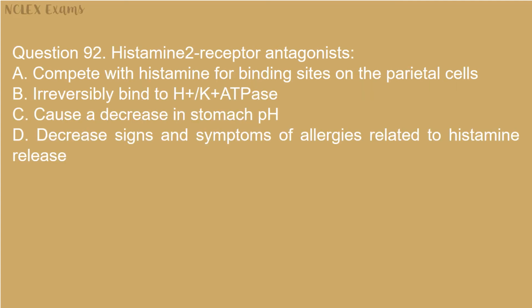Question 92. Histamine 2 receptor antagonists: A. Compete with histamine for binding sites on the parietal cells. B. Irreversibly bind to H+/K+ ATPase. C. Cause a decrease in stomach pH. D. Decrease signs and symptoms of allergies related to histamine release.